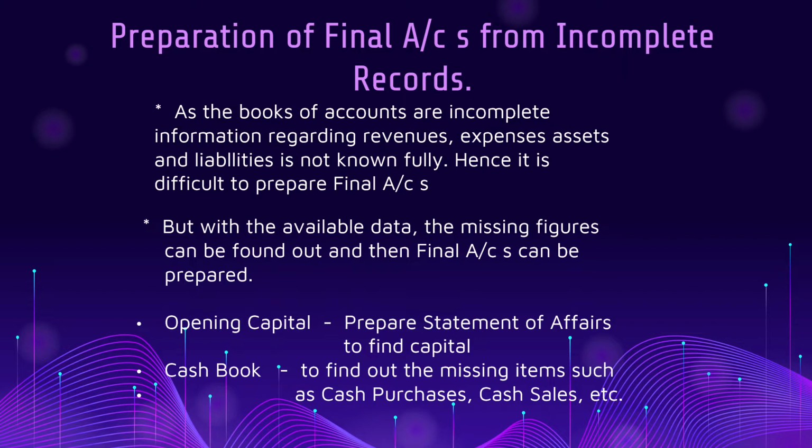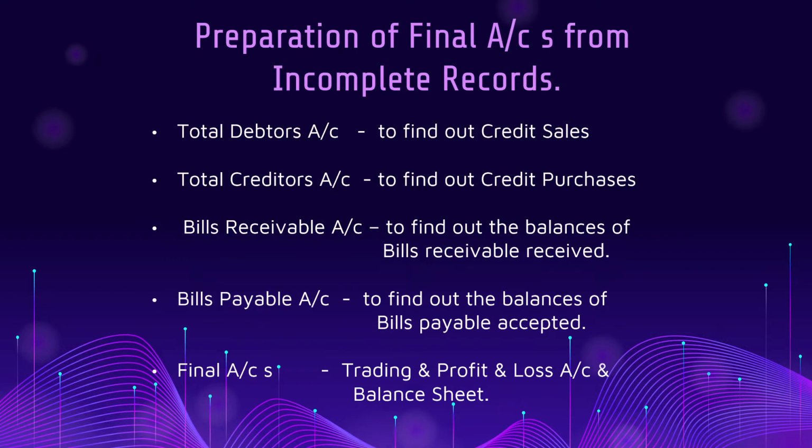See, if the opening capital is missing, then by preparing statement of affairs, we can find out opening capital. If cash items such as cash purchases, cash sales, or any other items are missing, then we prepare the cash book. So in that way, we can find the missing cash items. And the total debtors account is prepared to find out credit sales. This credit sales and credit purchases we need to record in the trading account.